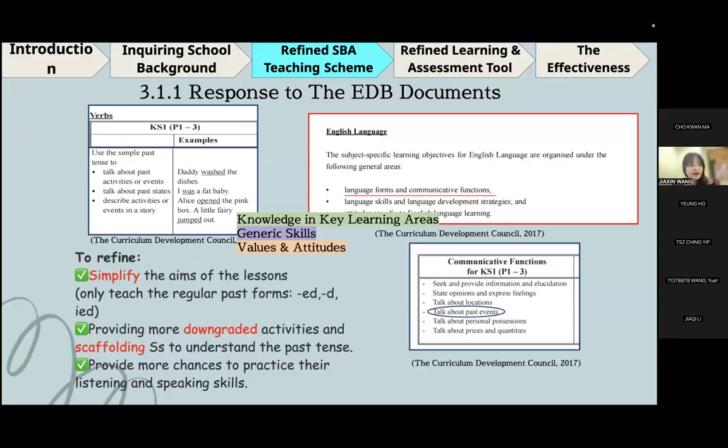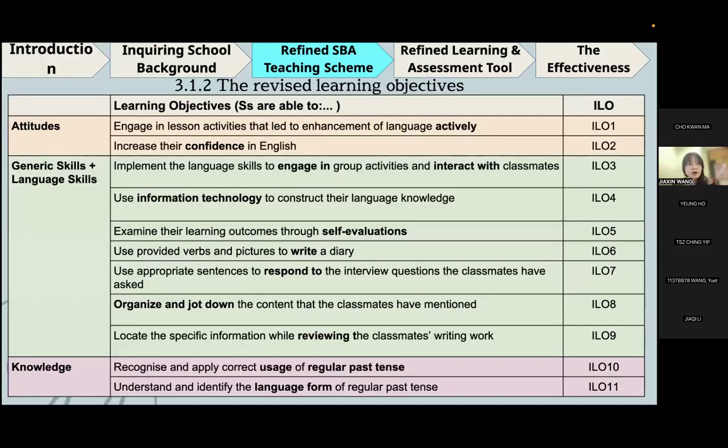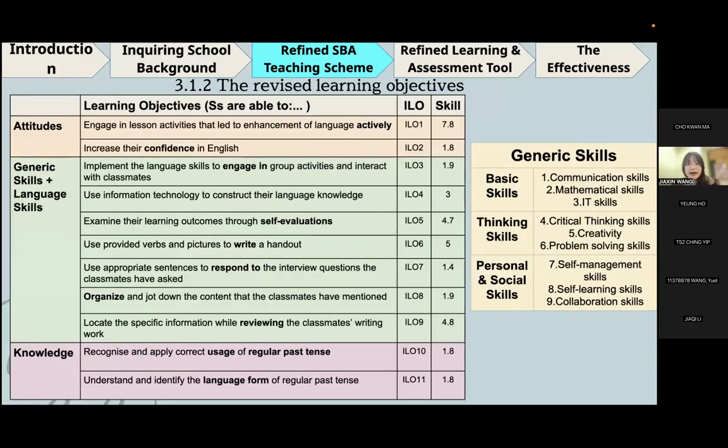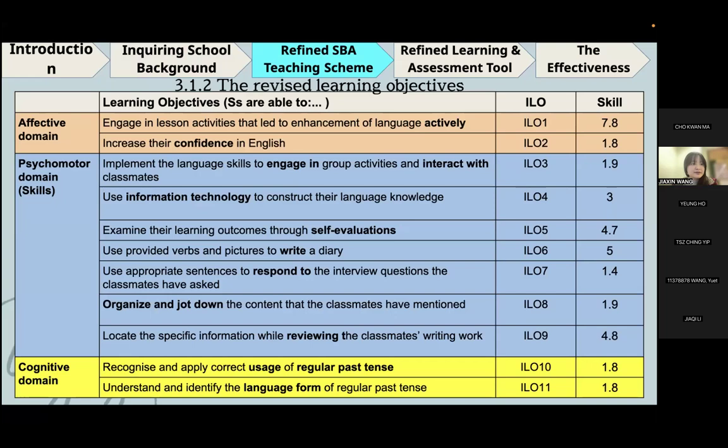And we are gonna provide more chances to practice their overseas skills. Next, please. And here are our revised learning objectives. Next, please. And they are aligned with some generic skills. Next, please. And this is the different category of our learning objectives, and it aligns with the 3 domains.